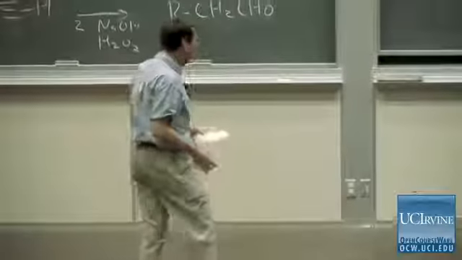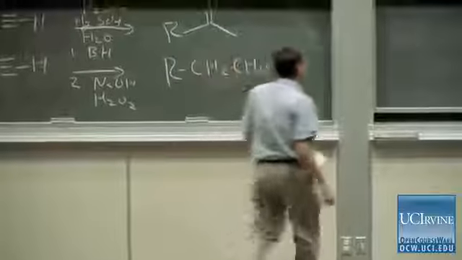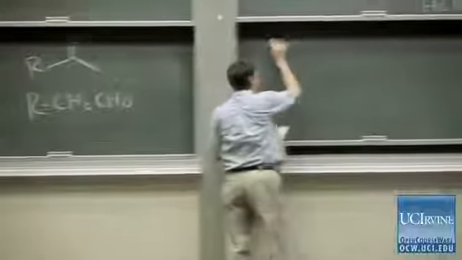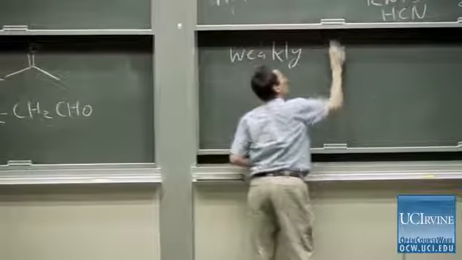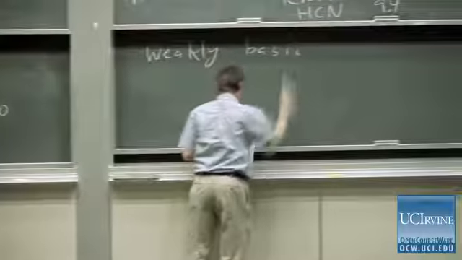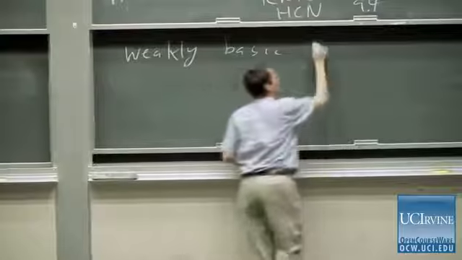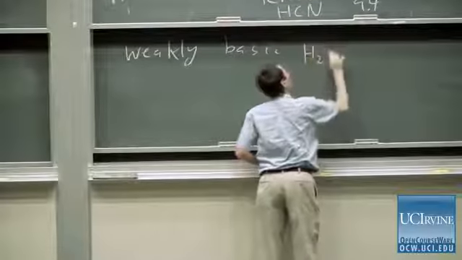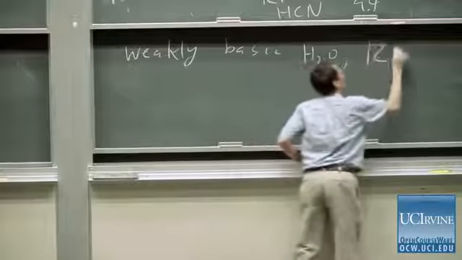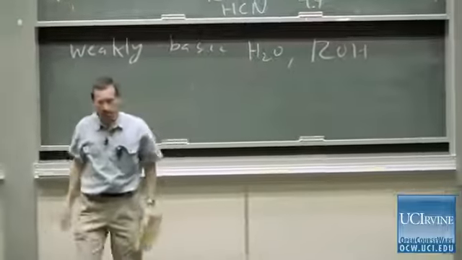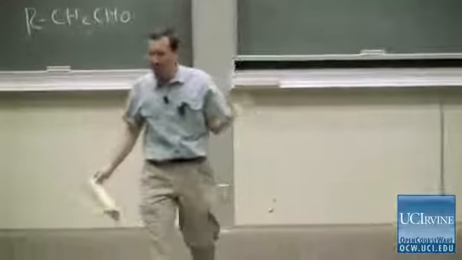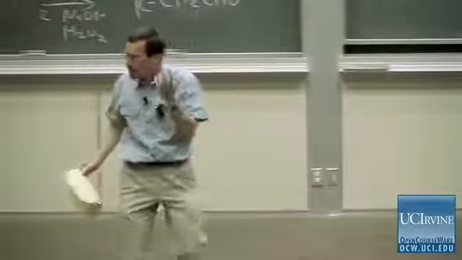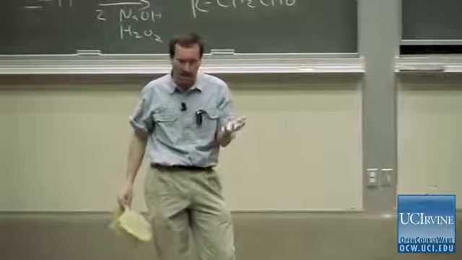But this is plenty to get us started. Then, at the other end of the spectrum, we come to what I'll call weakly basic nucleophiles. And by that point, we're talking about things like water and alcohols. It's very important to remember, water and alcohols are amphoteric compounds. So there's actually two pKa's to keep in mind.